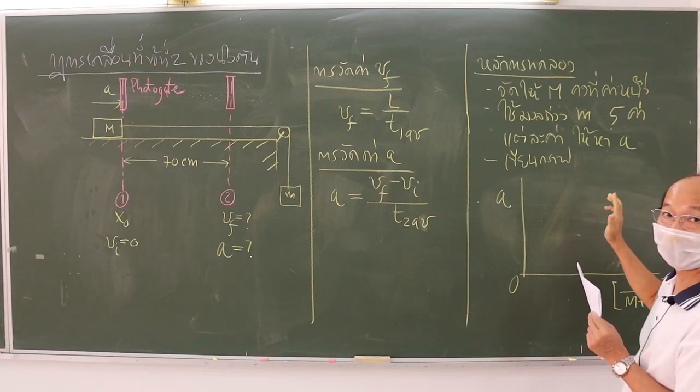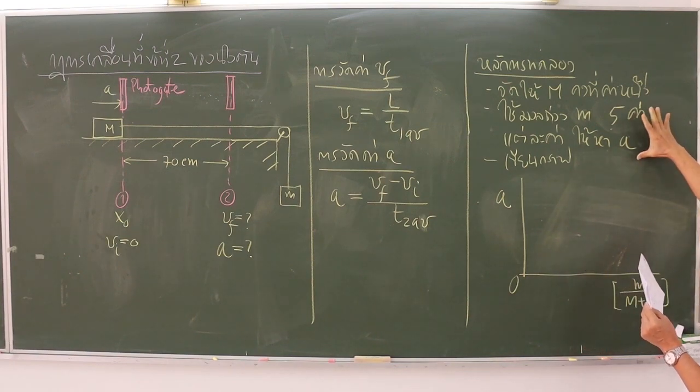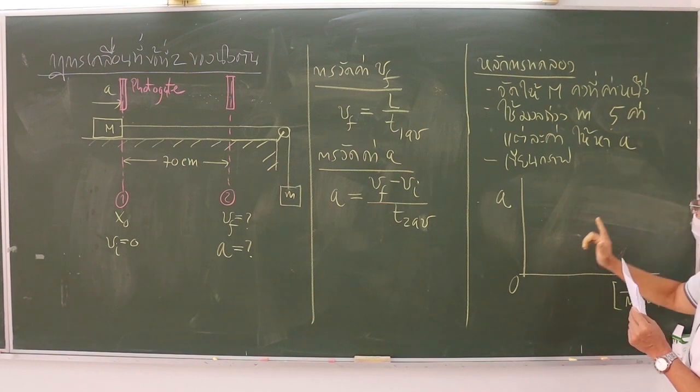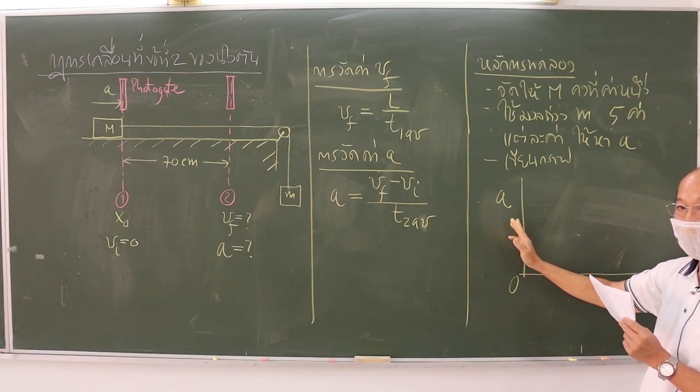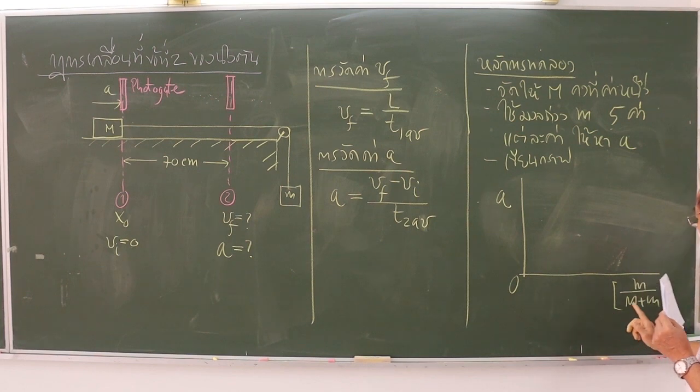When we complete all the measurements and calculations, we then plot a graph between the acceleration a and the mass ratio, which is lower m divided by capital M plus lower m.